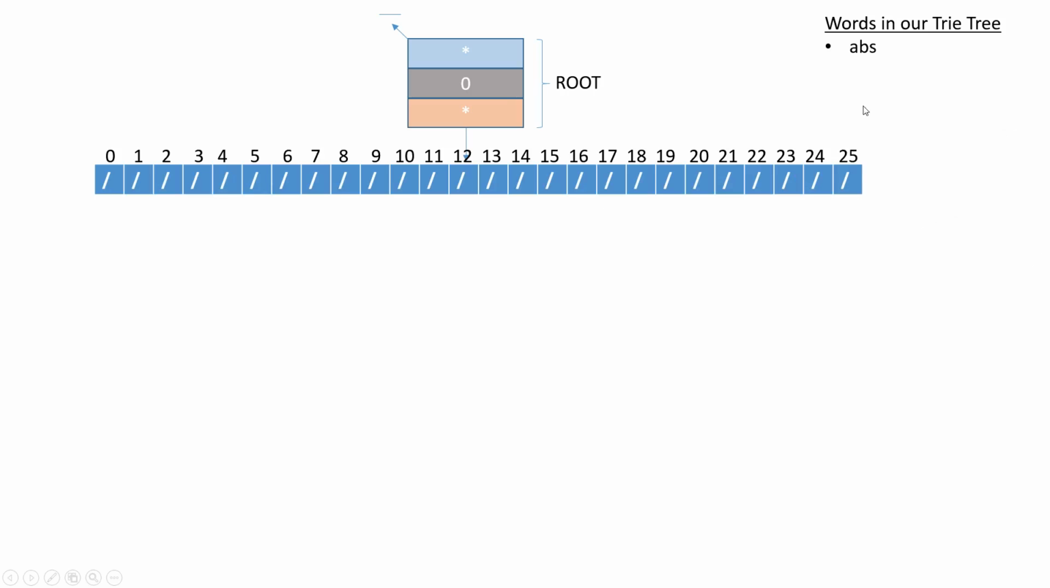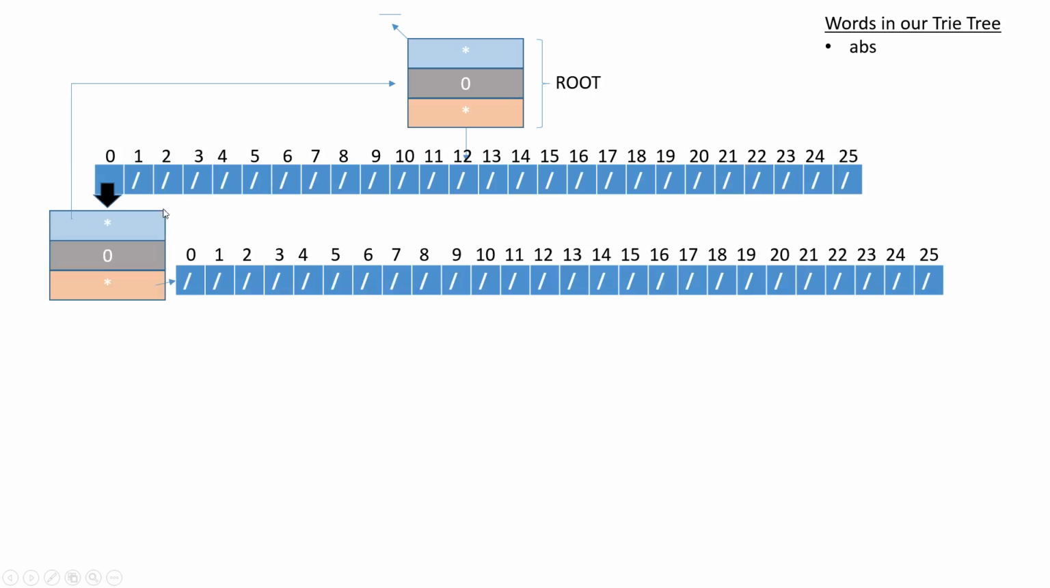So we're going to add A. 0 represents A. So A has a parent that points to the root.